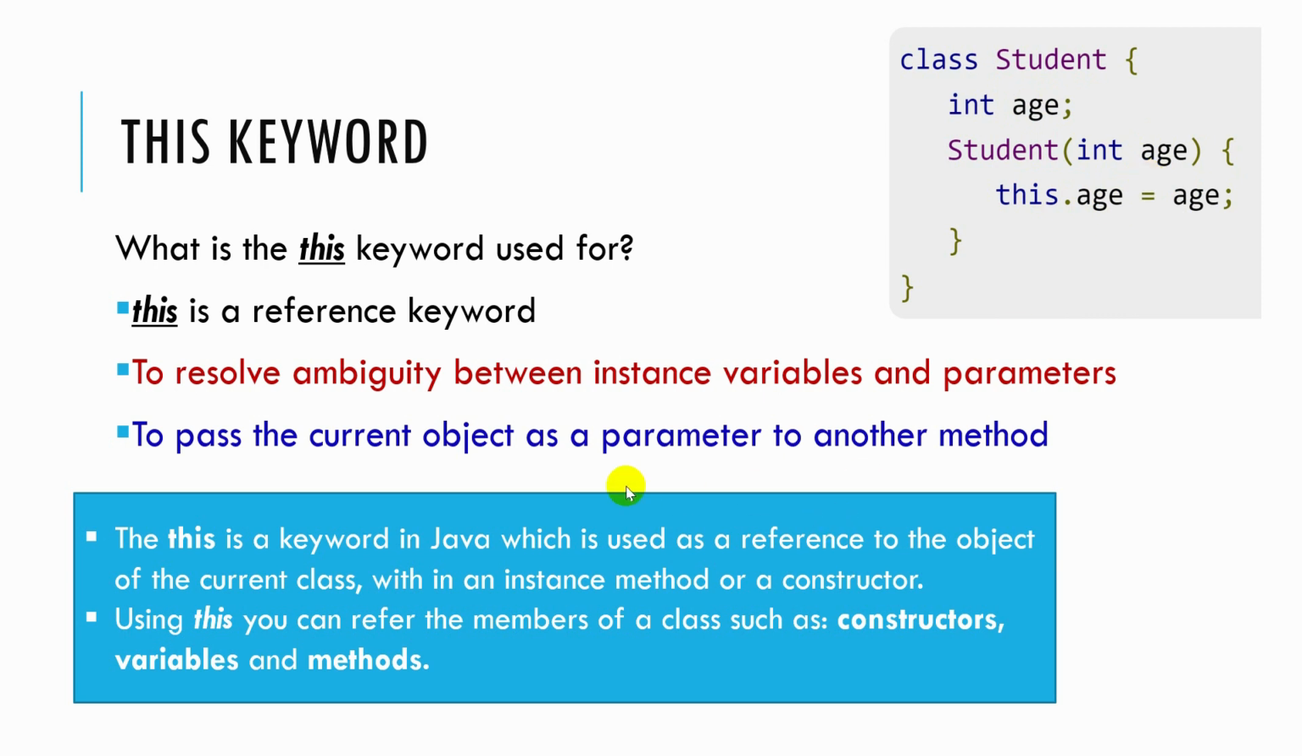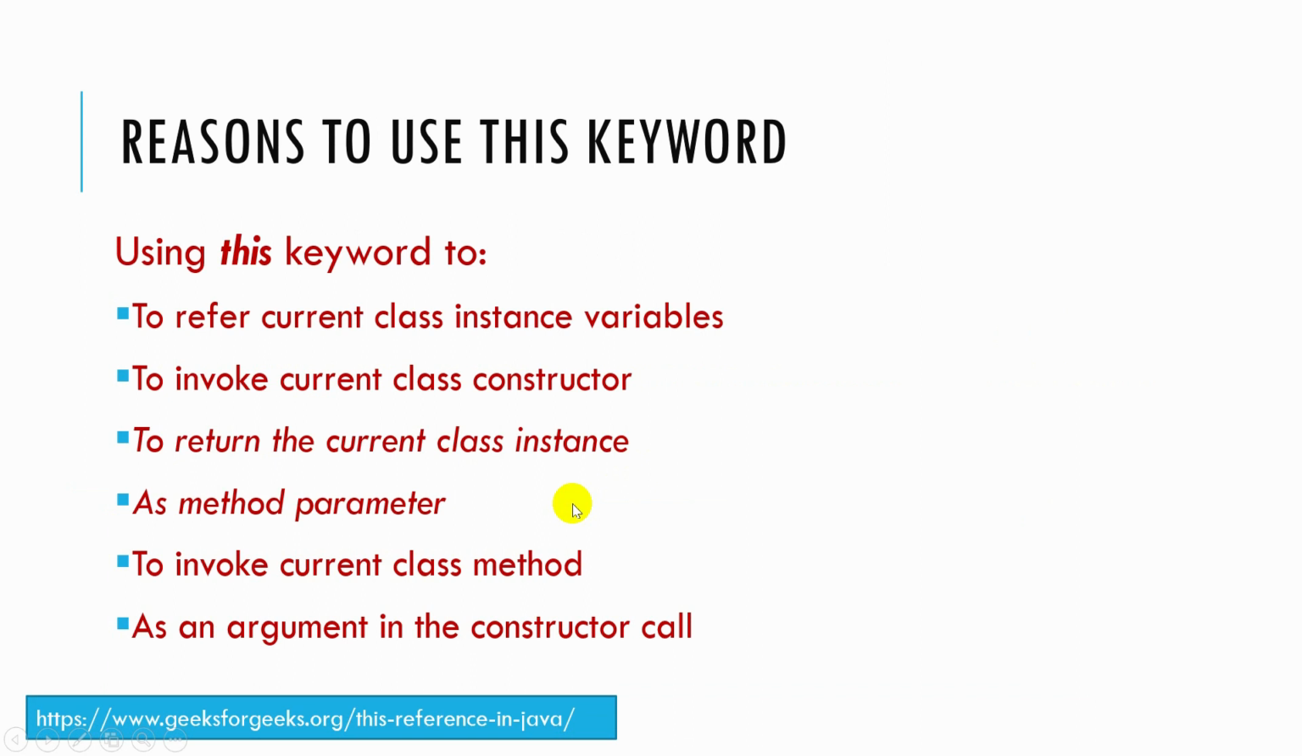Okay. Actually, there are many ways that we can use this. Either to refer to our class instance variable, as we saw in the previous example, to invoke our class constructor, to return the class instance, to pass it as a parameter when we create the class, or some other operations using this.